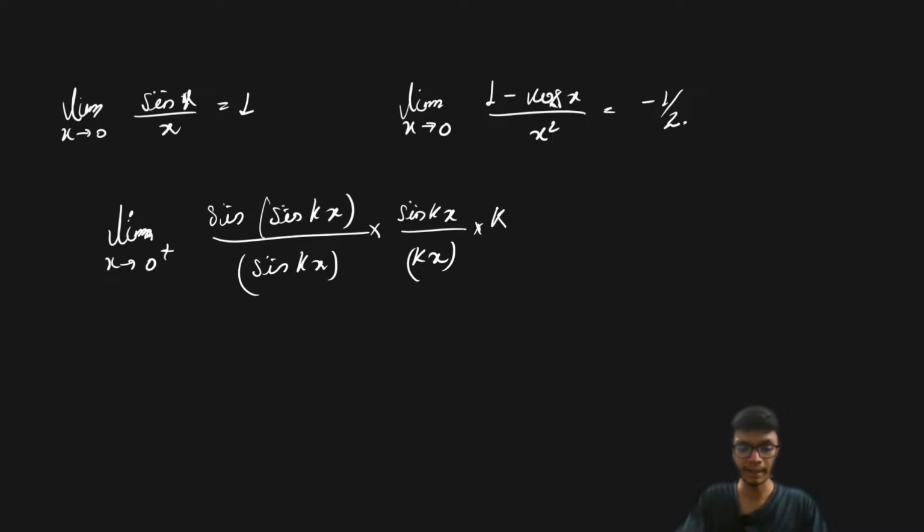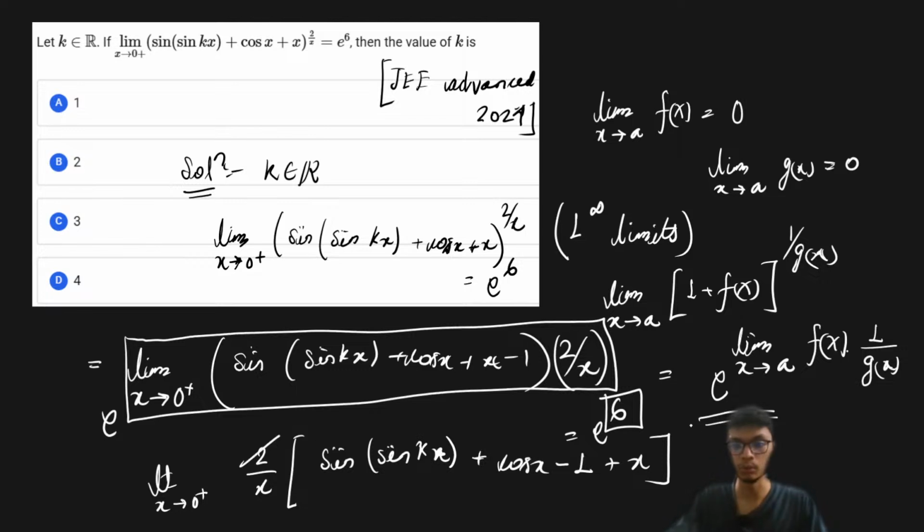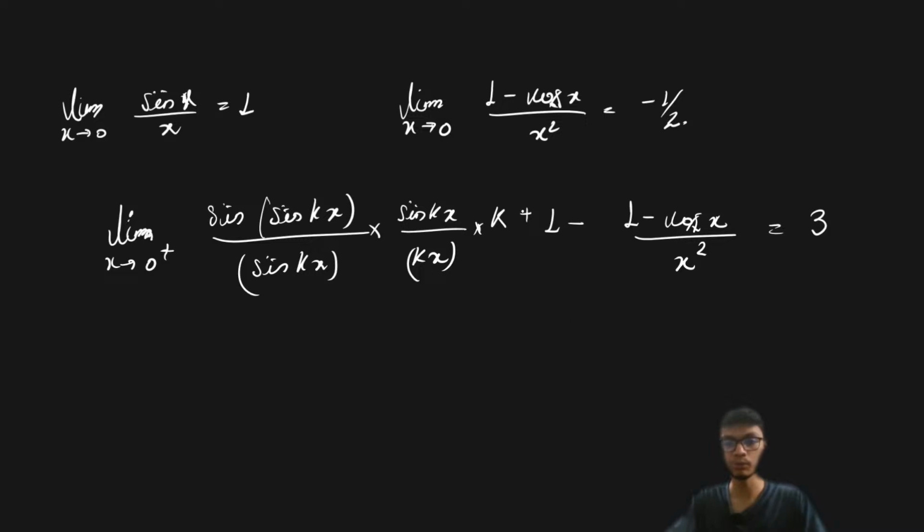Now, and then plus 1 minus cos x divided by x square, right? And this is equal to 3, because I'm cancelling out this particular 2 with this 6, right? So that is going to be 3 over here. And then if we try to solve it further, what I'm basically doing is dividing by another x over here, so I have to multiply by x also. Okay, so this is what I am basically trying to do.